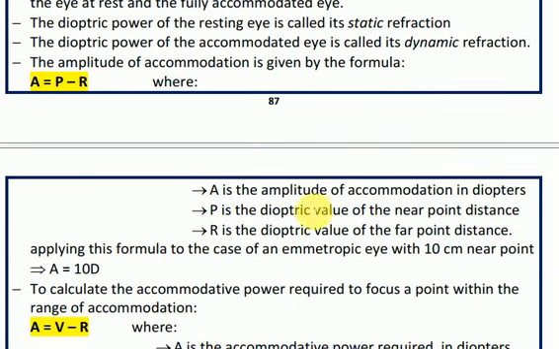A is the amplitude of accommodation in diopter. P is the dioptric power of the near point distance. R is the dioptric value of the far point distance. Applying the formula to the case of an emmetropic eye with 10 cm near point, the amplitude is 10 diopter.